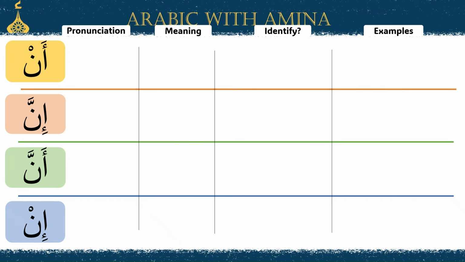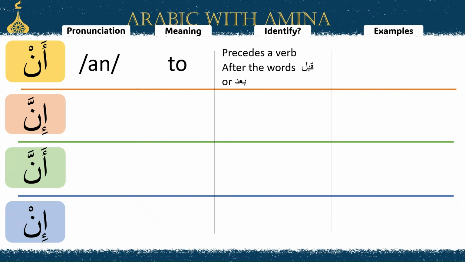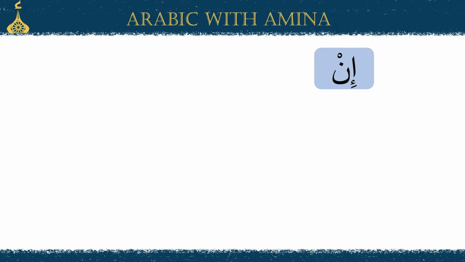So, an is the pronunciation, to is the meaning. The ways to identify it is it will precede a verb or come after the words قبل or بعد. And the example we had was أريد أن أراك غدا. I want to see you tomorrow. Moving on to in.